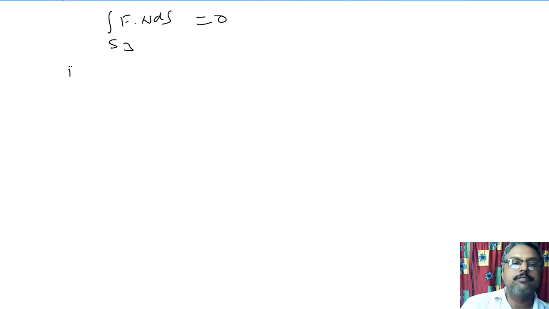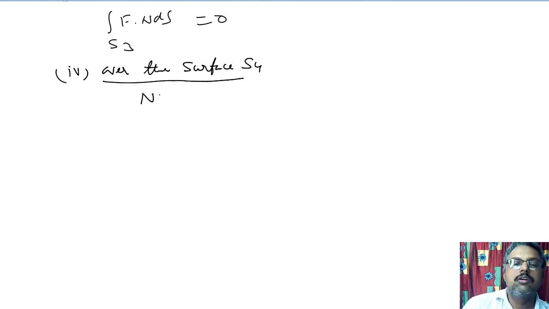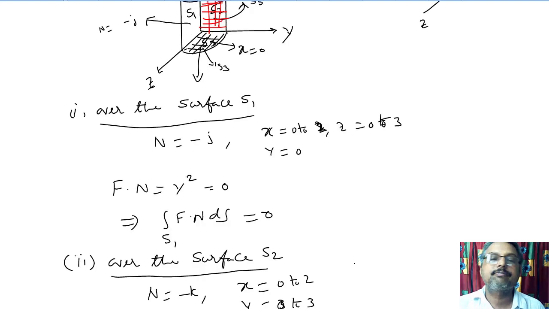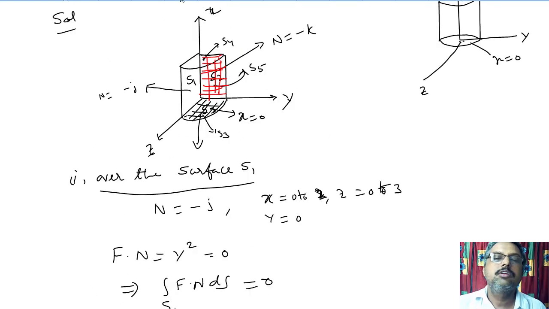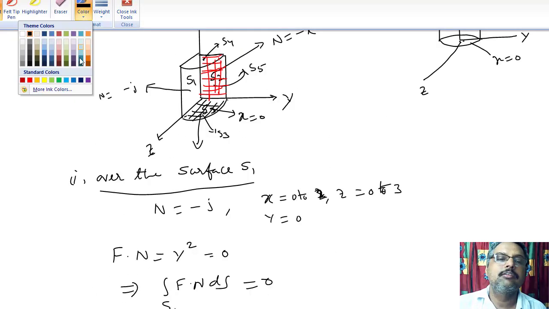Fourth one. Over the surface S4, what is n? I will take a different color for identification.